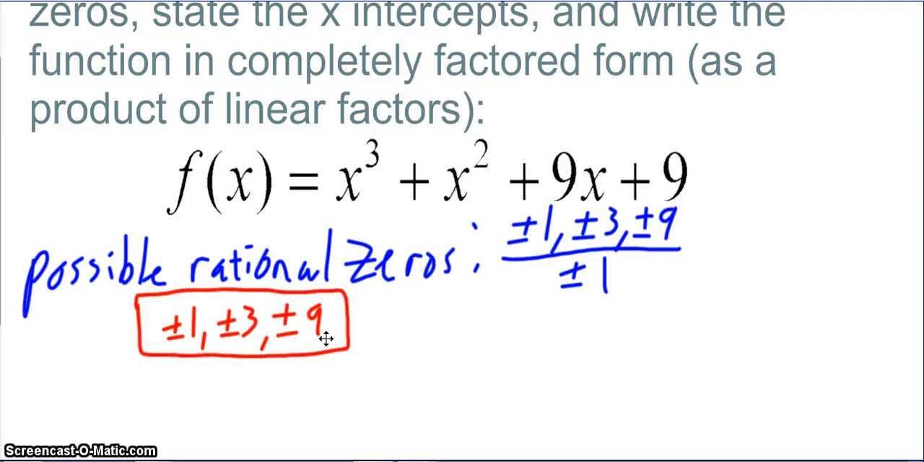Doesn't mean that any of them are actually going to be zeros, but these are the only possible rational zeros. That's the other thing we want to understand, it's not saying that there could be other rational zeros also. These are the only possible rational zeros that could exist.